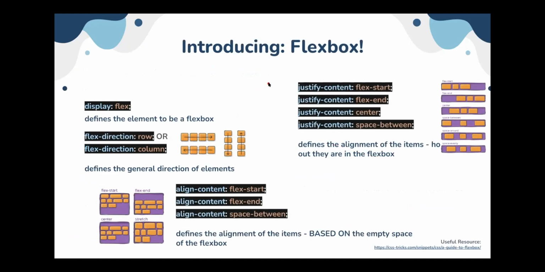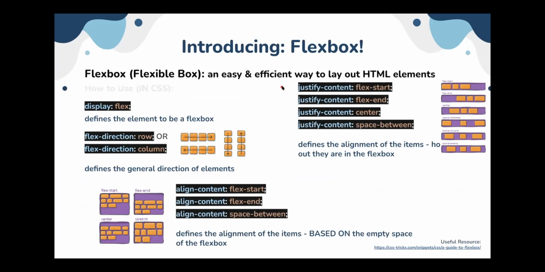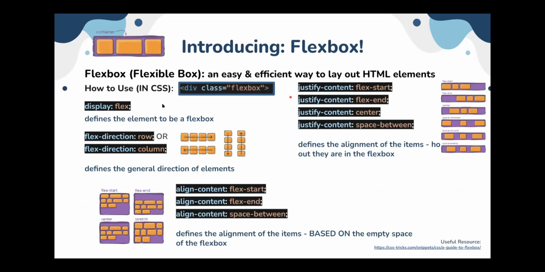And we learned about Flexbox. Flexbox is an easy and efficient way to lay out different HTML elements. How to use it, this is actually in HTML: on any div, you're going to put a class attribute, and this can be any name. It doesn't have to be Flexbox. You can name it Flamingo and it'll still work. And in CSS, we're going to make it so that the display is flex. This is necessary because this makes it so that the element becomes a Flexbox.